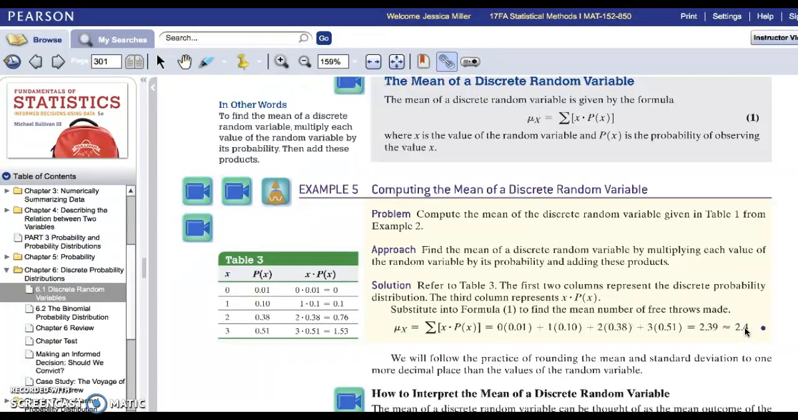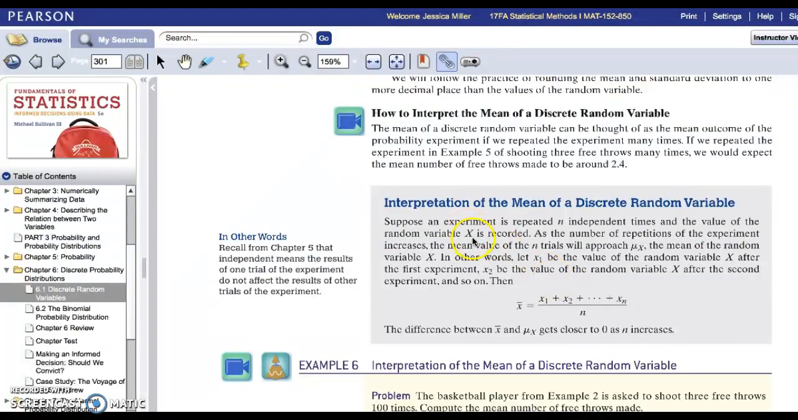Now, if a player goes and takes 3 shots, there's no way he can make exactly 2.4 free throws. This is, you can think about it, a long-term average, what we would get if we did this experiment many, many times. Now, I want to contrast this with the concept of X-bar. Your concept of X-bar gets a little bit confusing because we're using X-bar to mean the mean, but we mean it in a different way. So instead of thinking repeated experiments, let's say I only do 5 experiments. So when I say 5 experiments, let's say I shoot 3 free throws 5 times. In other words, 5 repetitions of our 3 shots.